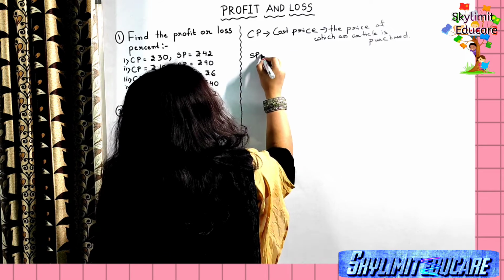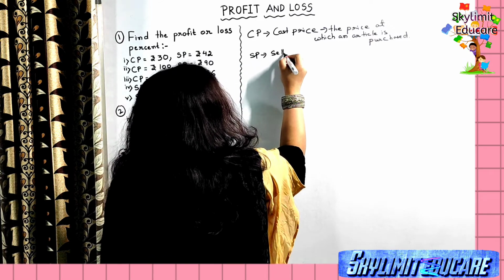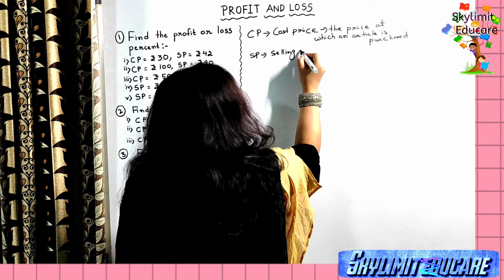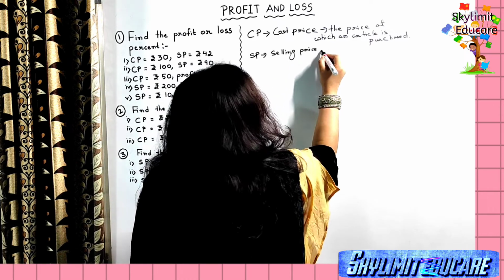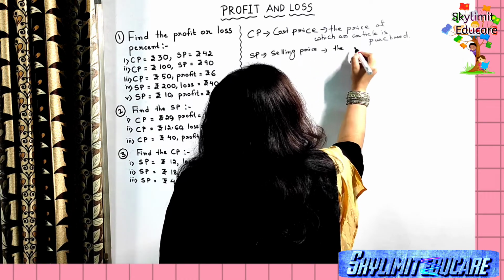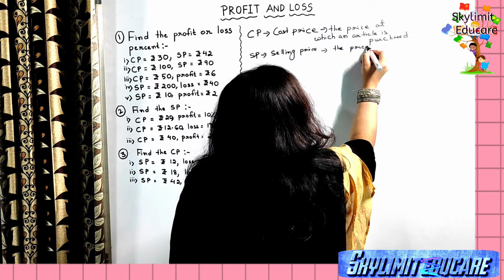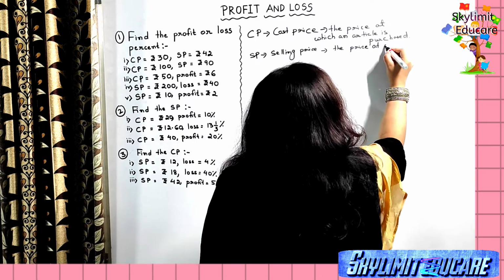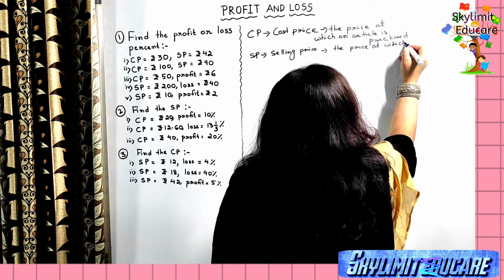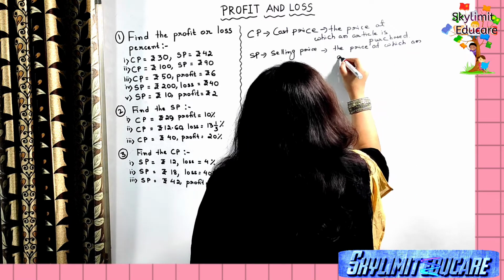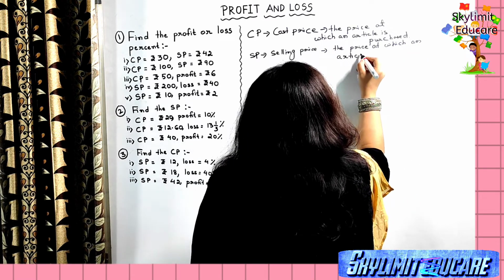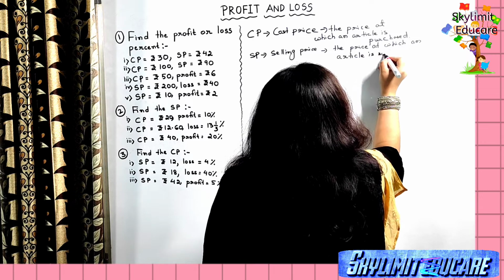SP stands for selling price. Selling price means the price at which an article is sold.